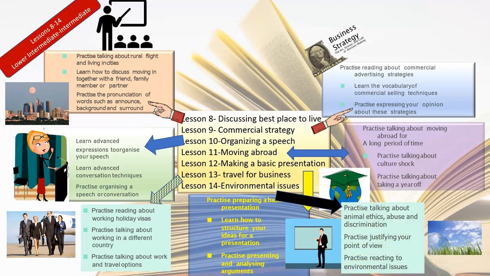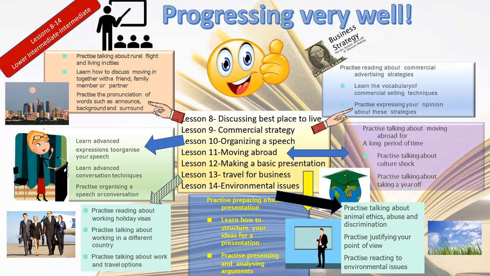And then in lesson number 14, the last in the series, which brings you up to an intermediate level, we're going to talk about environmental issues. You'll practice talking about animal ethics, abuse, and discrimination against animals. Practice justifying your point of view, why you are right, and you'll practice reacting to environmental issues. By this time, you will be speaking business English at an intermediate level. So you will be progressing very well.